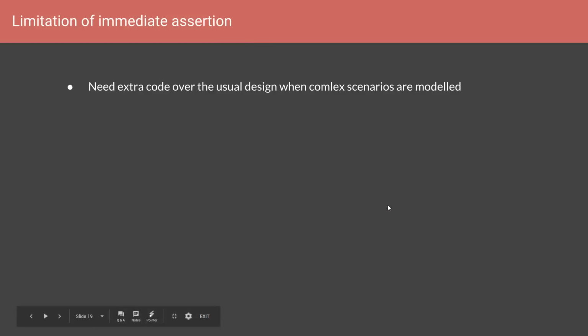Now, what is the limitation of immediate assertions? As you have seen, a simple immediate assertion is useful when you just want to check that a certain condition has occurred at the current simulation time. But if you want to model complex scenarios that are spread over multiple clock cycles, you would have to model that behavior using extra signals and variables in the always block, which is quite difficult. They become too complex to cover such scenarios.